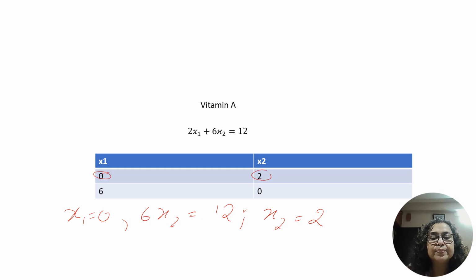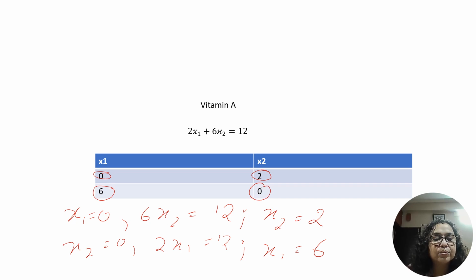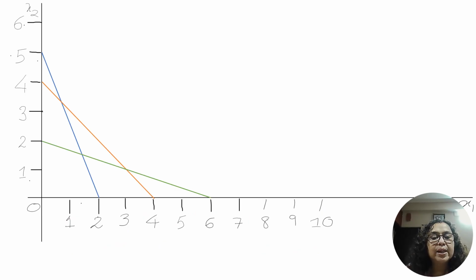Then we set x2 equal to 0. And so when x2 is equal to 0, we have 2x1 is equal to 12. And so we have x1 is equal to 12 by 2, that is equal to 6. So we have 0, 2 and 6, 0. So we get here the vitamin A constraint. This is 0, 2, and this is 6, 0, and this is the vitamin A constraint.